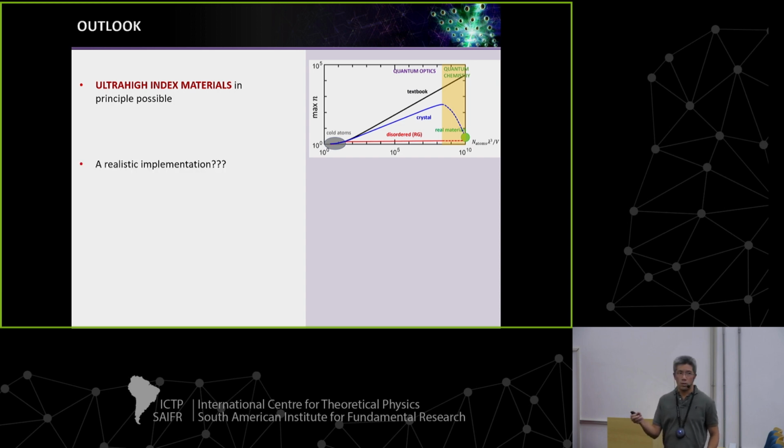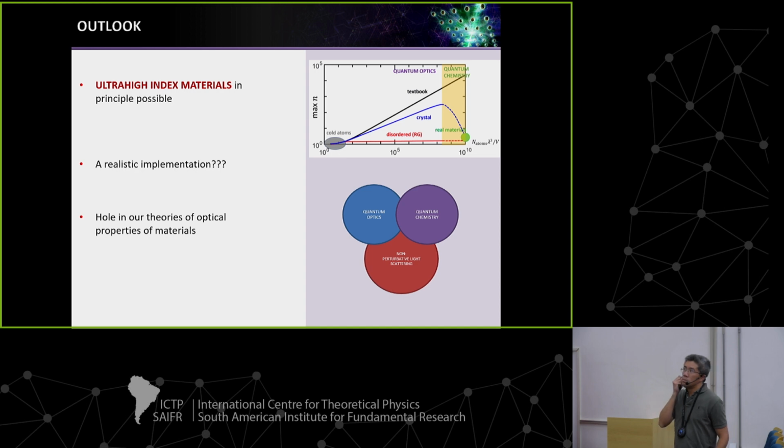There's a big question of, aside from the theory, can you actually design and synthesize a high index material, and how would you do so? I think what this problem shows is that there's really a large hole in our theories of optical properties of materials. So just to recap, most of the time in these lectures, we're really sitting at the boundary of quantum optics.